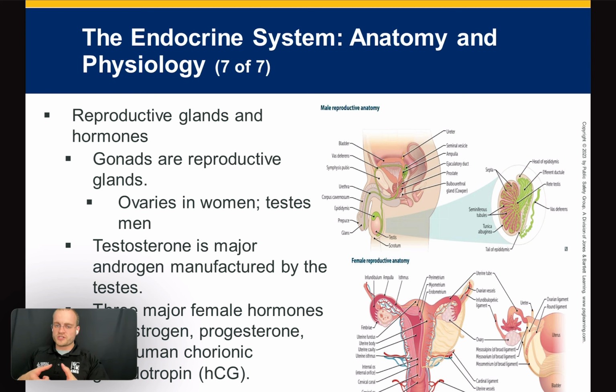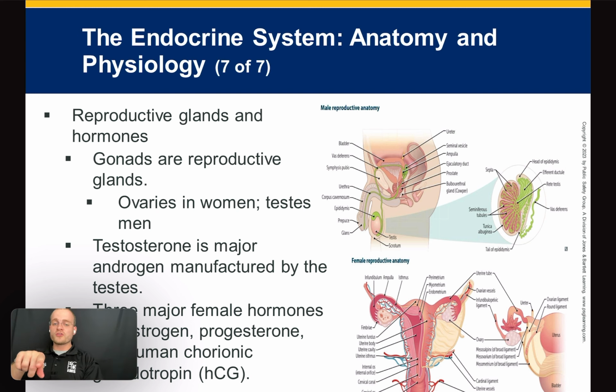They're sex producing. They produce hormones. They produce what we need for fertility. So they're very similar in that regard. That's what I'm trying to point out. And those are called gonads, okay? Testosterone is the major androgen manufactured by the testes. Where else is testosterone produced? The adrenal glands, the adrenal cortex specifically. But in men, we have a lot more testosterone because of testicles.